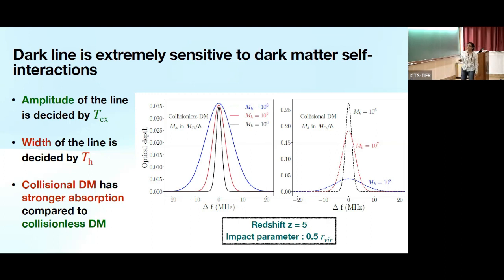So what we find here is that in case of collisionless dark matter, there is more absorption when we increase the mass, which is basically happening because the number density of dark matter particles is increasing. But in collisional dark matter, the excitation temperature is important, and that increases with the halo mass. So you have fewer particles in the ground state, and the signal is weaker for a bigger mass halo.